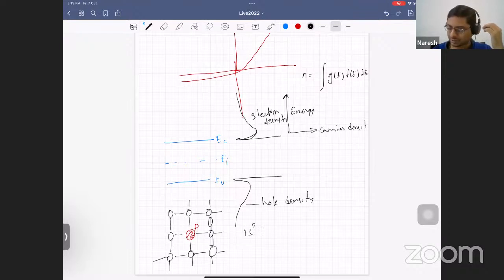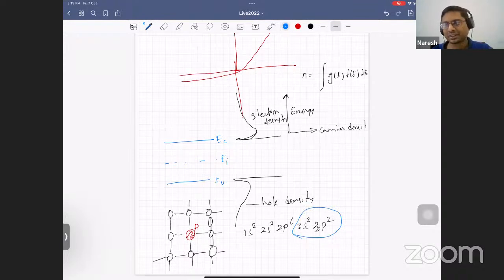It will be 1s2, 2s2, 2p6, 3s2, and 3p2, right? This is my outermost shell, and there are 4 electrons in the outermost shell. So we know from our basic chemistry that if you have 4 electrons, it is not stable; it should be 8 electrons for a stable element. So now what silicon does is, each atom has 4 electrons and they share basically.